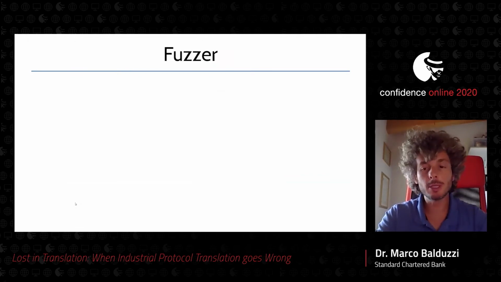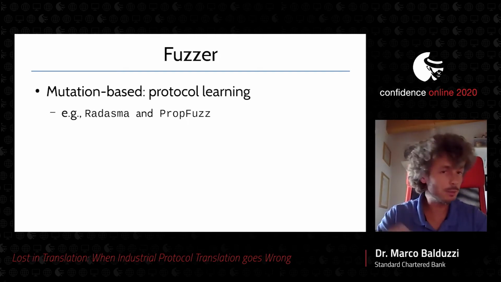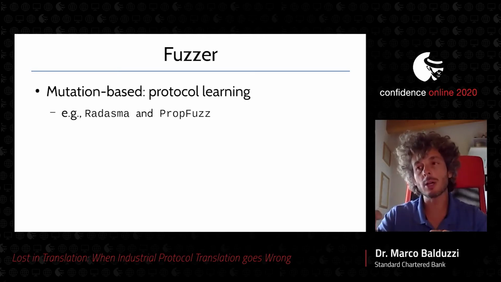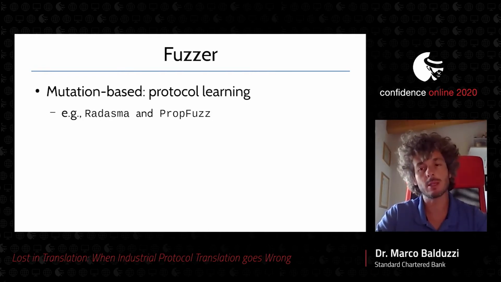Yeah, so let me tell you a bit about fuzzing. Fuzzing is a very complex topic. We can speak for hours about this. Of course, we don't have time, so I'm trying to just go very high level. There are 2 macro categories of fuzzers. The first one are mutation based, so they are able to learn the semantics of the protocol, and these are used when you want to fuzz a protocol that is, for example, proprietary. For example, Siemens S7 or any other proprietary protocol.